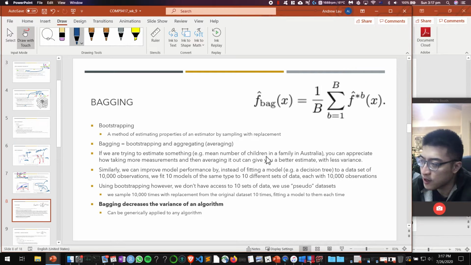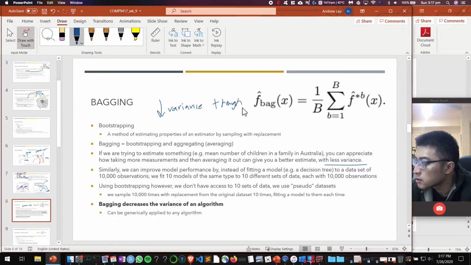Now, if you take many measurements, if you ask many families and average out the number of children, it's going to give you a better estimate. Why? There's less variance, right? This shouldn't really have any bias when you ask this question, but the concept here is that bootstrapping and aggregating is where you're decreasing the variance through averaging, right?